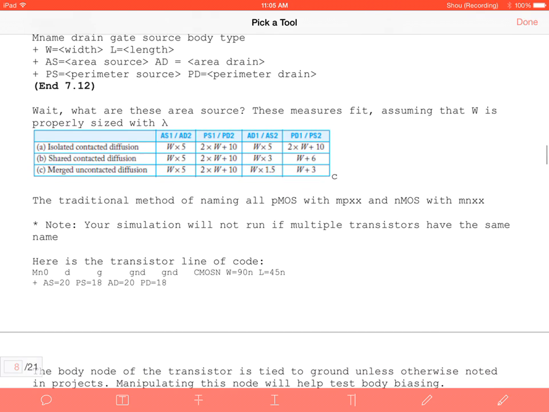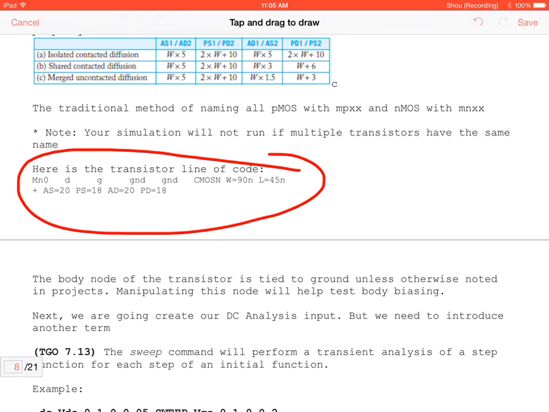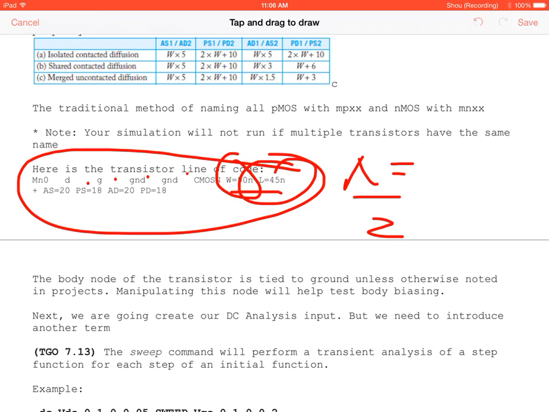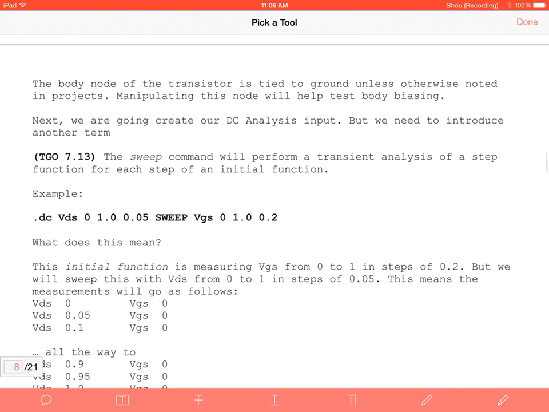Okay. So this is the example of writing everything up. Here we had drain, gate, ground, and ground. We tie the body to ground unless we want to study body biasing. Since it's lambda, lambda over 2 is going to be 45 nanometers, 90 nanometers, 90 and 180. So for a 45 nanometer circuit, that's what we're going to do.